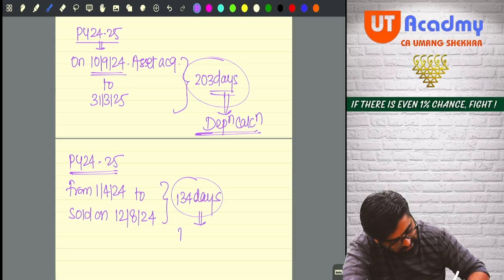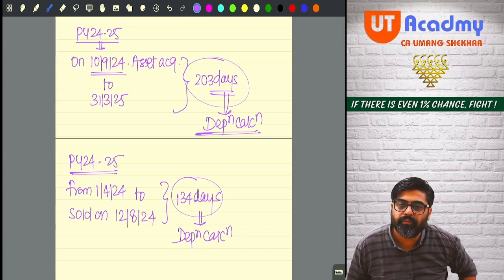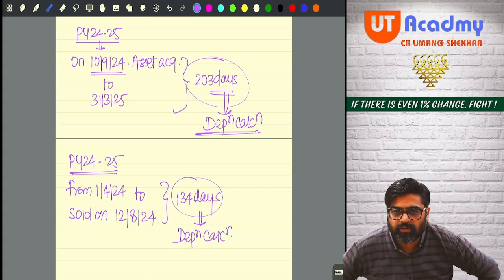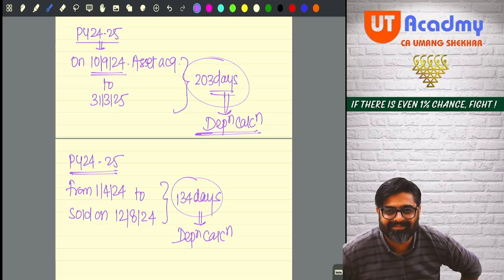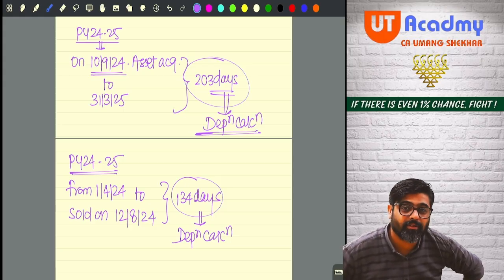So the depreciation calculation will happen for 134 days. Sure. You do this in accounting. Are we doing accounting or tax?